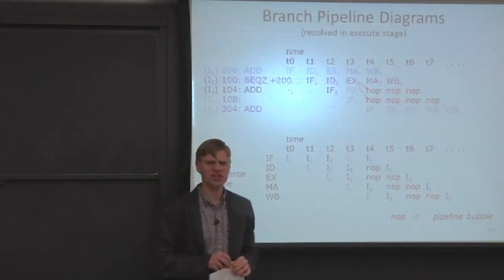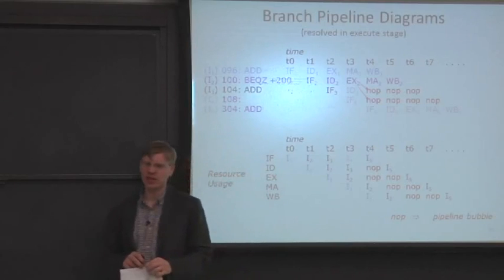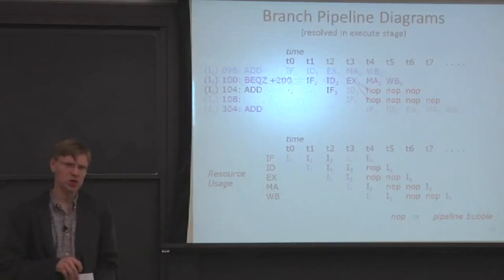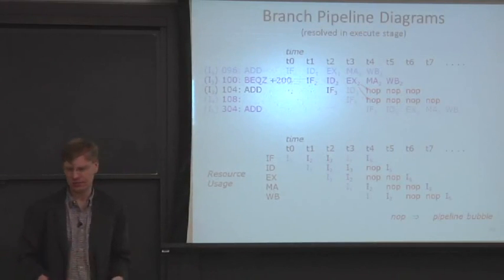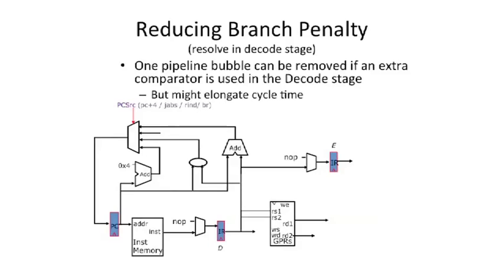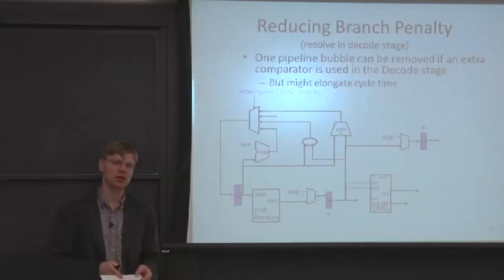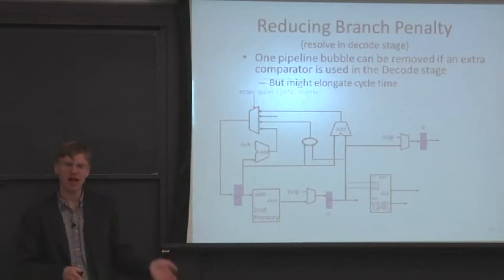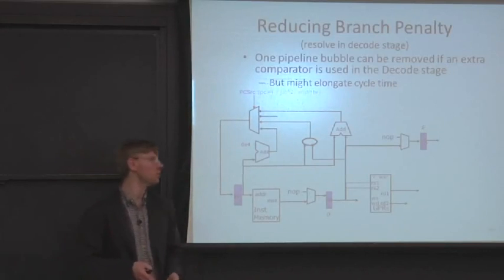OK, well, but this still isn't good. I don't want every single branch I take to have a CPI of 3. So let's talk about some ways to mitigate this cost, or how do we reduce the branch penalty? Well, one way to do it is we can add a comparator 1 stage earlier and have it resolve in the same timeline as something like the jump.